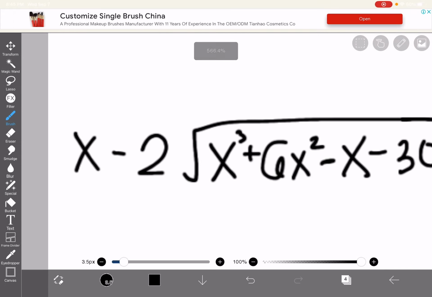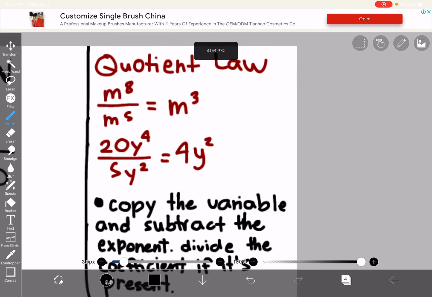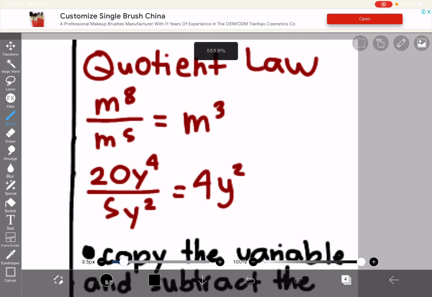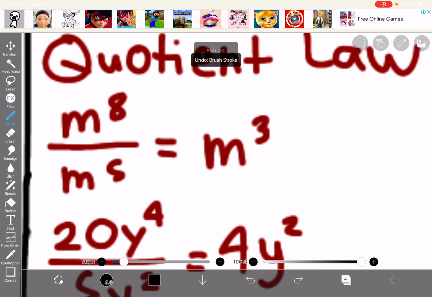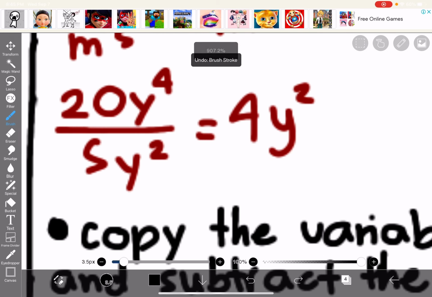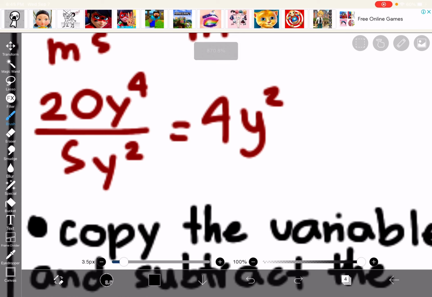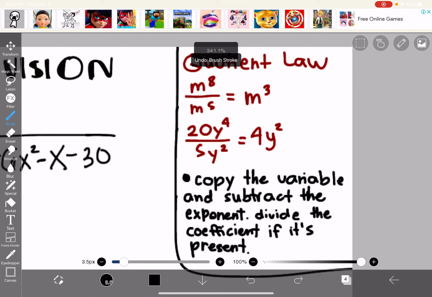First, let's divide x cubed by x. We can divide this by looking over here. Copy the variable and subtract the exponent. If you look over here, we have m raised to 8 divided by m raised to 5. Copy the base, which is m, or the variable. 8 minus 5 is 3. And if you look over here, 20y raised to 4 divided by 5y squared. 20 divided by 5 is 4. We copy the base, which is y. 4 minus 2 is 2.